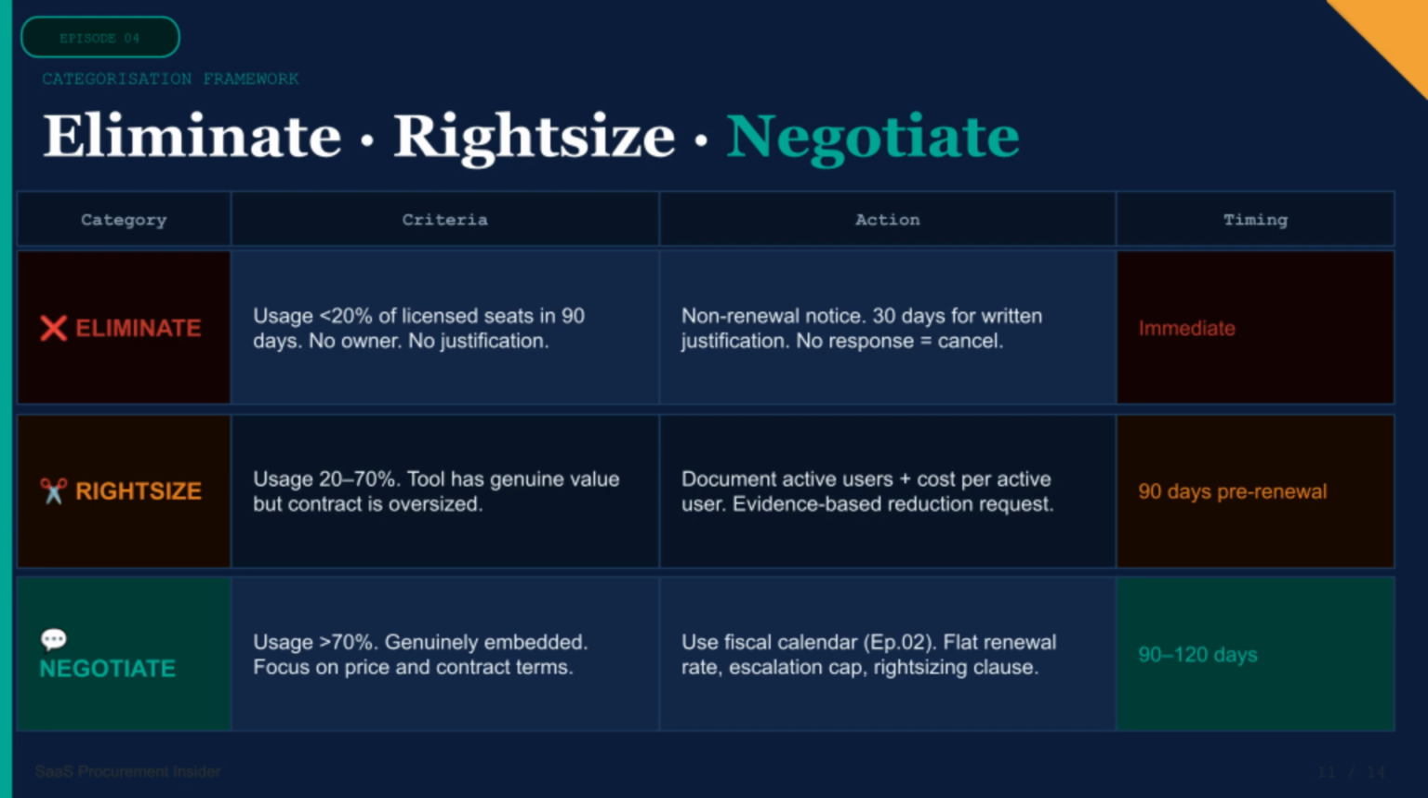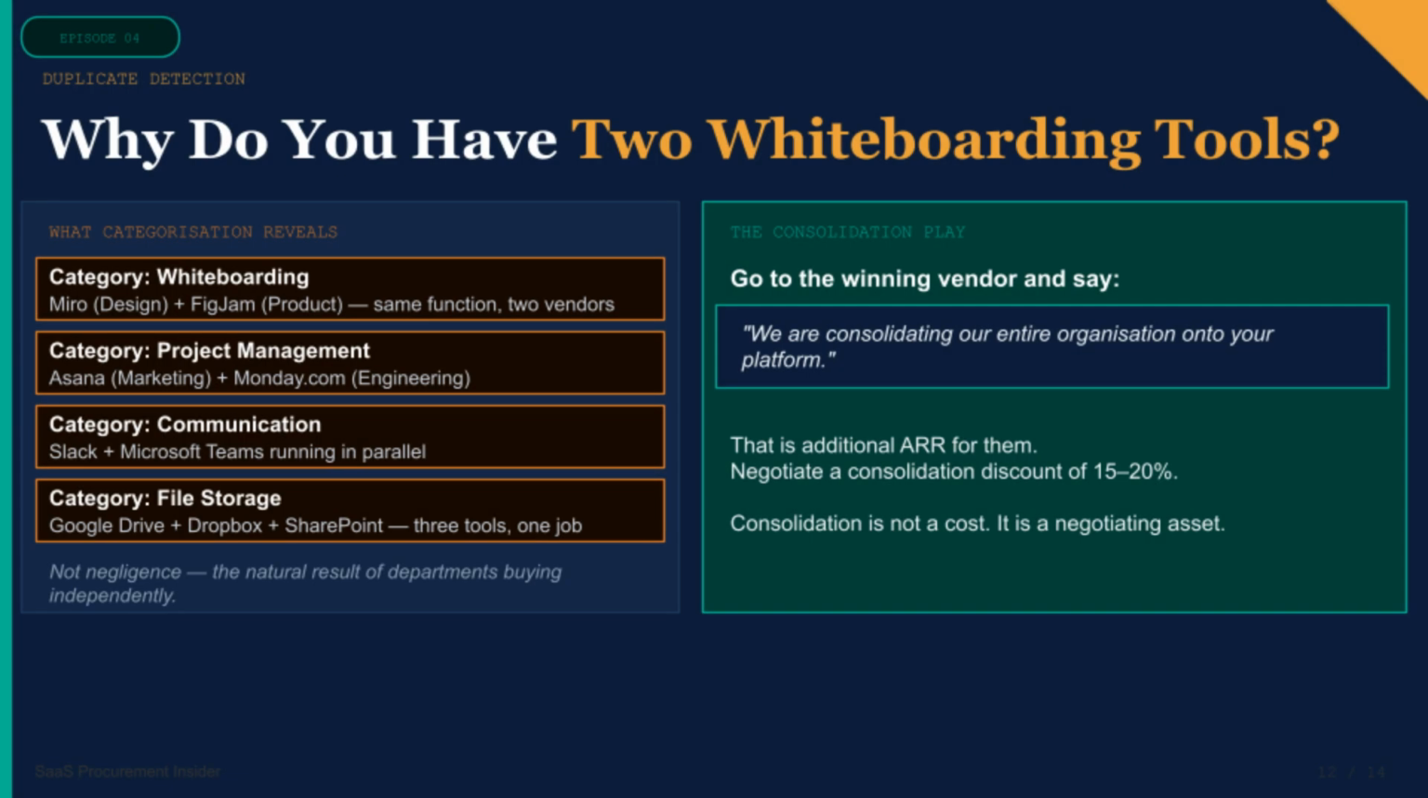When you apply this framework across your full portfolio, one pattern emerges almost every time. Duplicate tools. 2 whiteboarding tools. 2 project management platforms. 3 video conferencing subscriptions. This is not negligence. It is the natural result of fast-growing organizations where departments buy independently. And the categorization exercise is the moment you see it clearly, often for the first time.